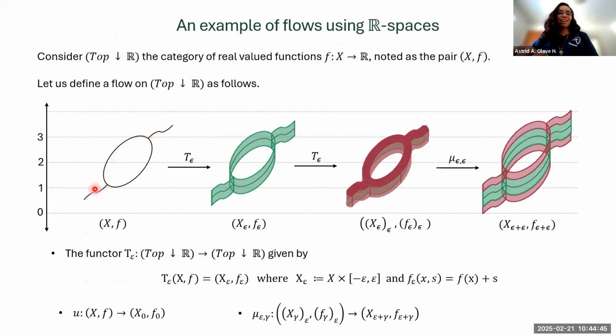So let's take this Reeb graph. Probably I'm gonna call it bacteria from now on. It looks like a bacteria. And where epsilon action is taking the bacteria and thickening. How are we thickening? We do the Cartesian product with minus epsilon to epsilon. And now the function f goes to f epsilon that takes the value on the point and then adds the value on the interval.